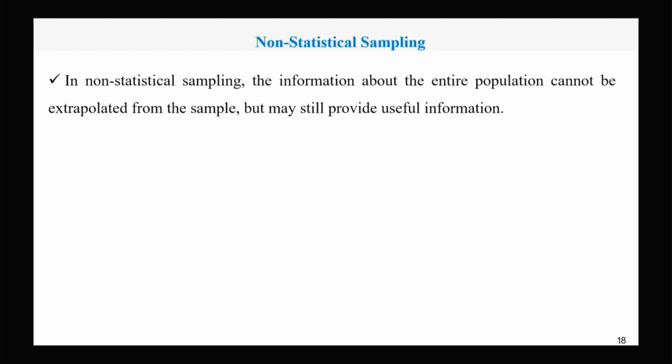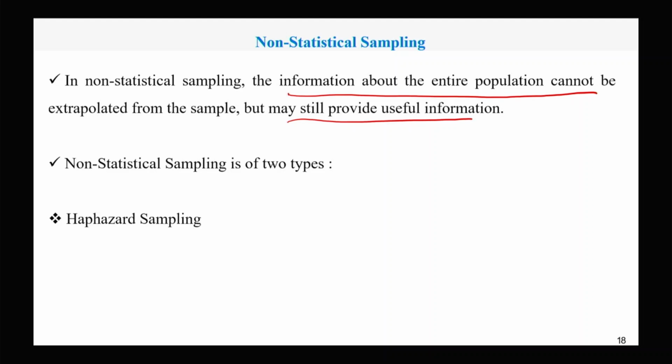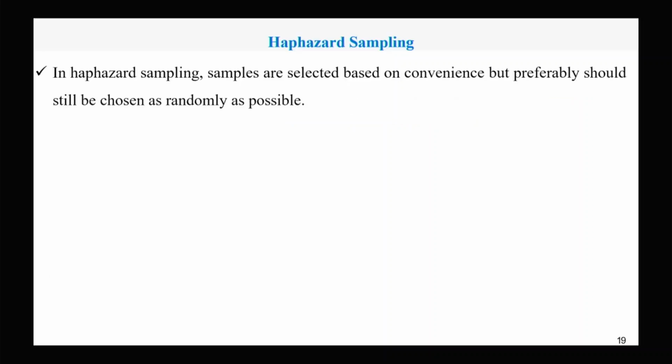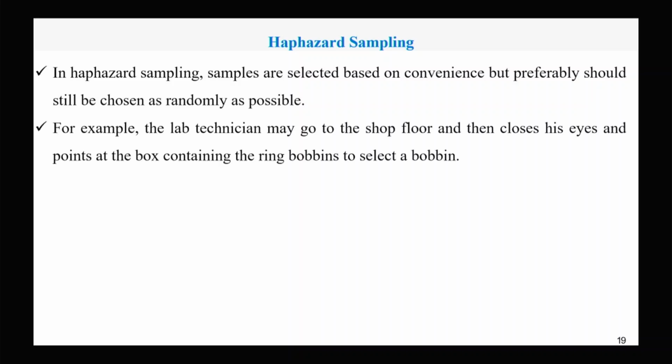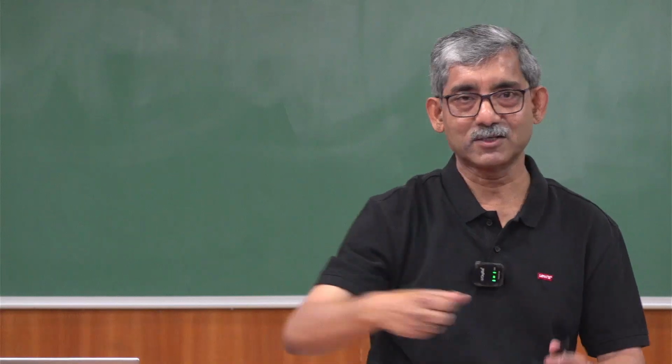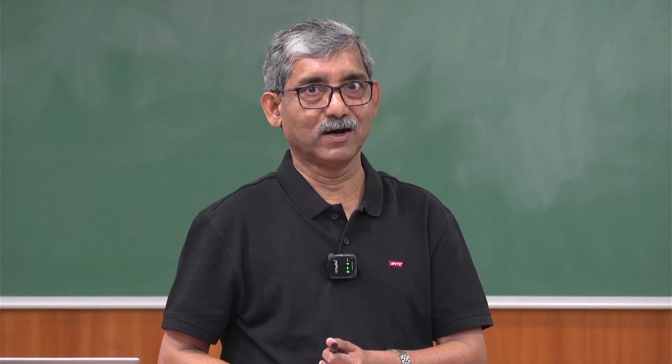And then comes non-statistical sampling. These are very quick methods. Here, information about the entire population cannot be extrapolated, but you can get some idea. So you will get some useful information. The types are haphazard and judgmental. Haphazard means you just go to the ring frame shed and pick from anywhere, from the top, from the side. There is no written rule.